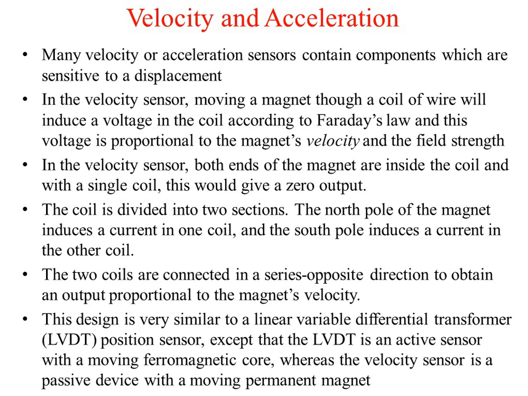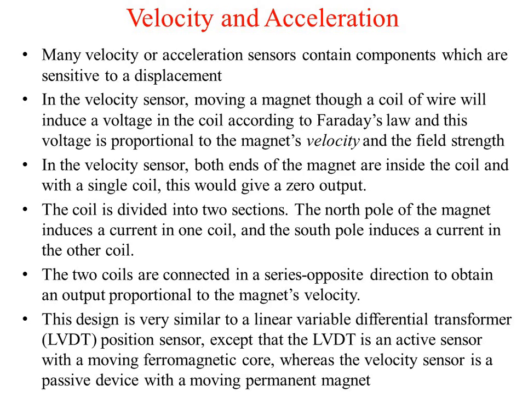Now how can it be done? It is similar to the principle of LVDT. The only difference is that LVDT is an active sensor, whereas the velocity sensor is a passive sensor, because here you are not giving any external excitation. In case of LVDT, you are giving the excitation voltage. So that's why it is called an active sensor.